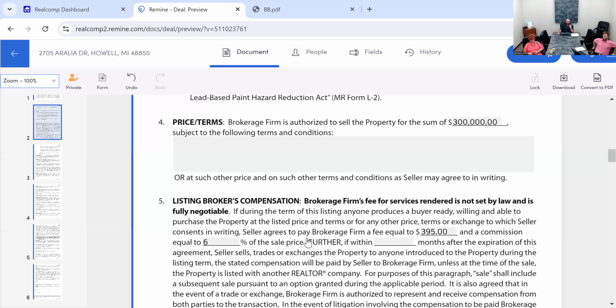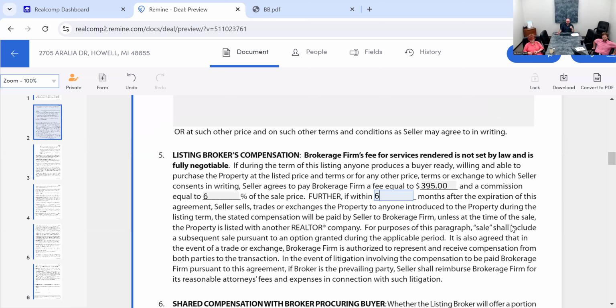But yeah, so once that buyer comes along, writing that cash deal, full price and all of that, at that point, arguably, in a court of law, we've done our part and the seller has agreed upfront to owe us a commission and the $3.95. Further, if within 6 months, a 180-day protection period, after the expiration of this agreement, the seller sells, trades, or exchanges the property to anyone who became aware of this listing during our listing contract term, that compensation will be paid to us.